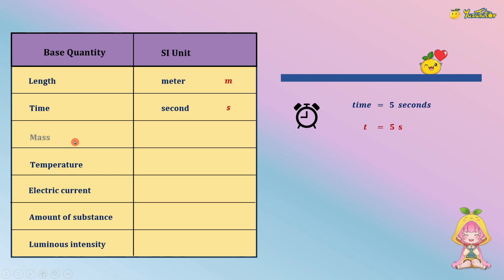Next, we have mass, and its SI unit is kilogram, symbol kg. For example, a man has a mass of 60 kilograms. Since m is mass, we can write it as m equals 60 kg. Okay, but be careful. The SI unit of mass is kilogram, not gram.